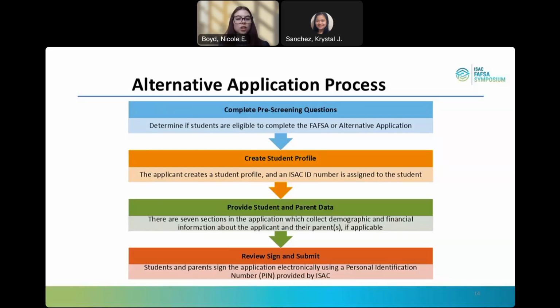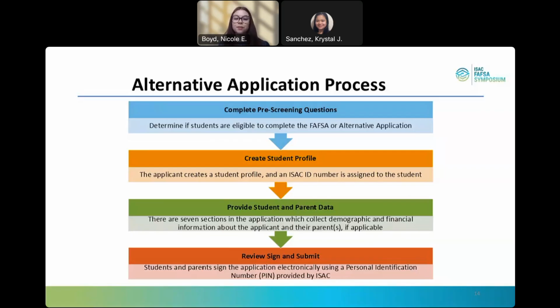And now let's take a look at the process of submitting an alternative application. The first step is going to be to complete the pre-screening questions. These are right at the beginning of the application to help applicants determine if they are eligible to complete either the FAFSA or the alternative application.